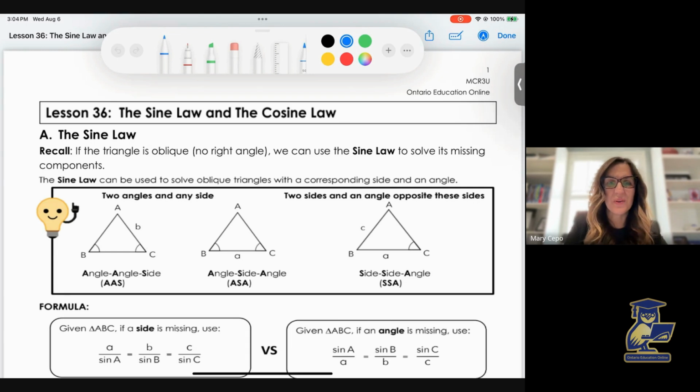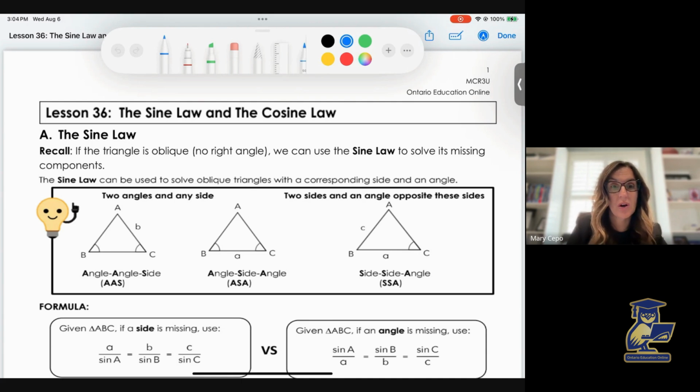In this lesson, we will learn and apply the sine law and cosine law to solve problems involving non-right triangles. Up until now, we've been looking at right-angled triangles in solving unknown sides and unknown angles. All triangles are not right-angled triangles, so we need to explore how to solve triangles that are not right-angled. And that's where they came up with the sine law and the cosine law.